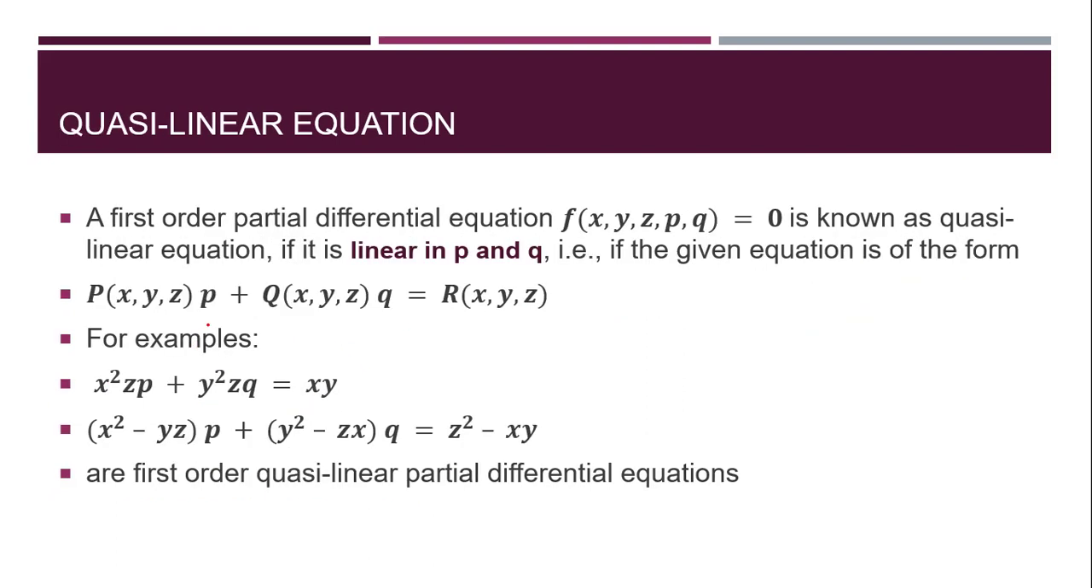Next one is quasi-linear. Now you can see we have a function of x, y, z into p, a function of x, y, z into q, and here an x, y, z function. So we have learned about linear, semi-linear and quasi-linear.